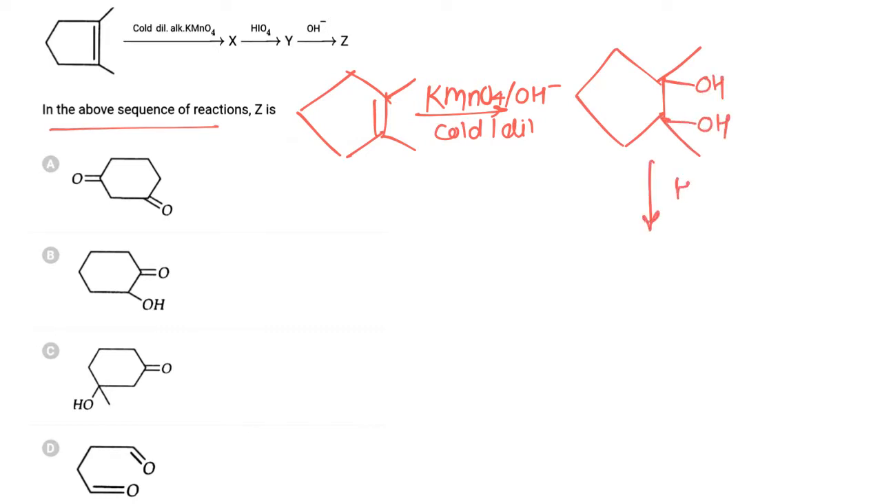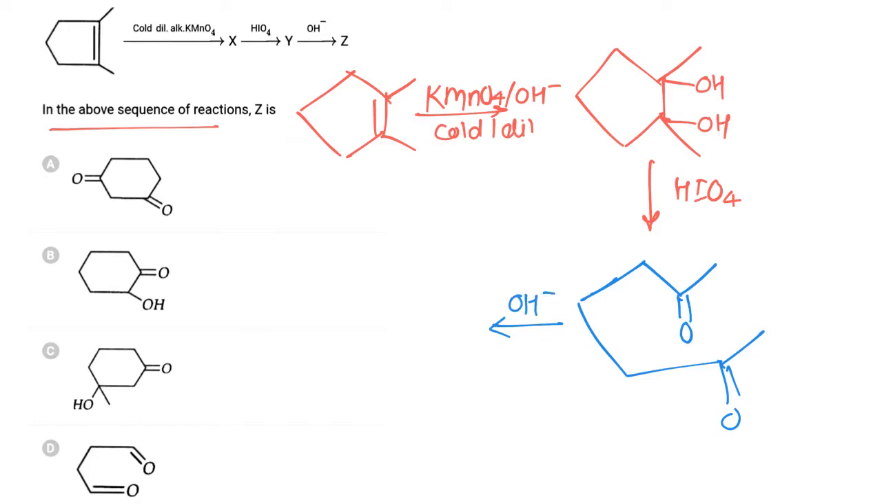Now, reacting this molecule with HIO4, periodic acid oxidation takes place, and this molecule will be converted to a dicarbonyl compound. Now, this molecule is further treated with OH negative ion. In the presence of OH negative, an intramolecular aldol condensation reaction will take place, and there is a possibility of formation of a 6-membered ring.